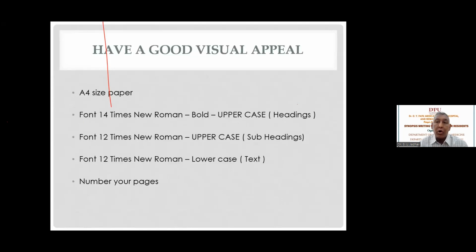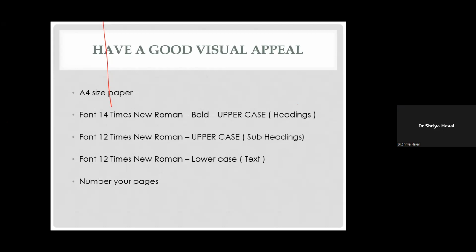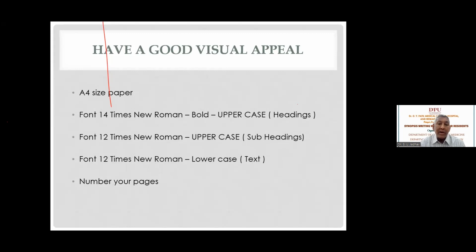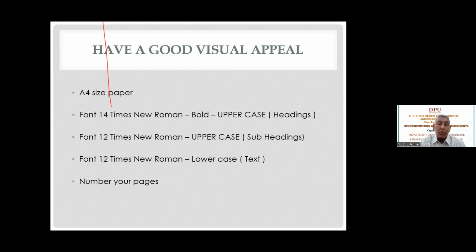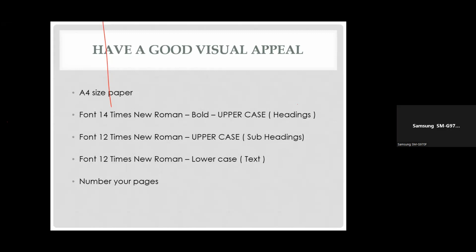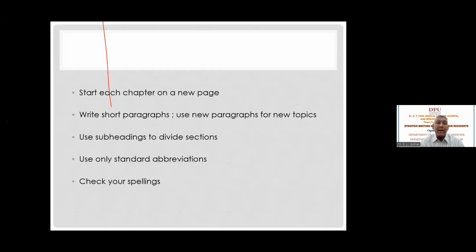Now, the most important is how your synopsis should be made. A4 size paper, font size is 14, uppercase for headings, and 12 for subheadings. And the routine, normal text, whatever you're going to write, will be lowercase in 12 font, Times New Roman. Of course, number your pages as is usual, because it becomes difficult to find out what content is on which page. Now, generally start each part on a new page, write short paragraphs, use subheadings, divide your sections, only use standard abbreviations. Do not make your own abbreviations. It's better to spell out the whole word clearly rather than going into abbreviations.